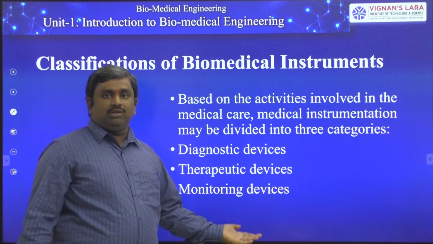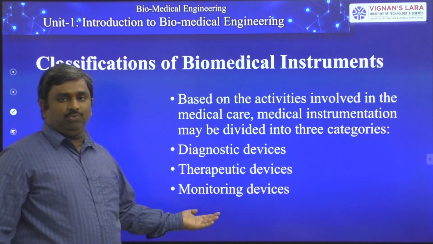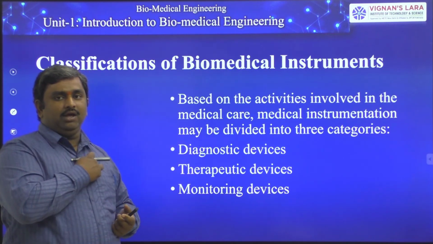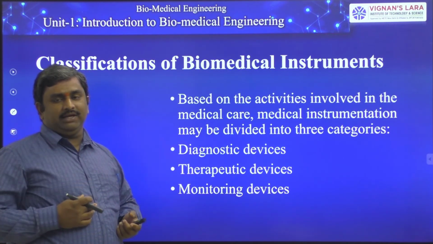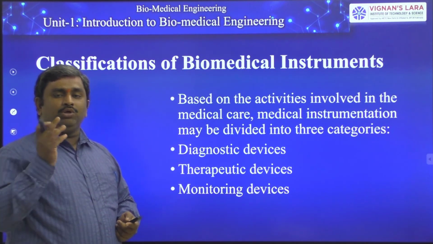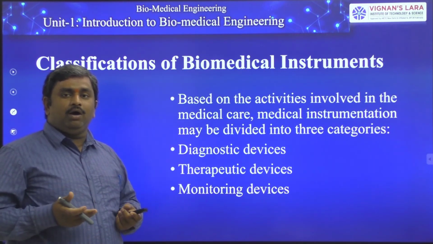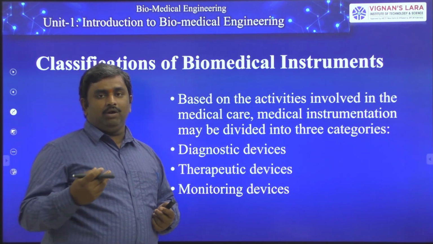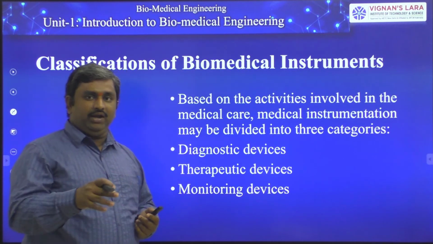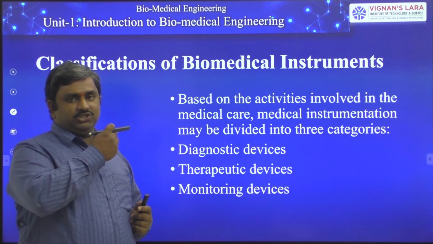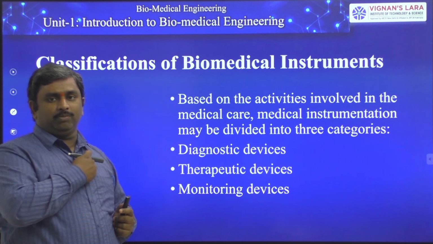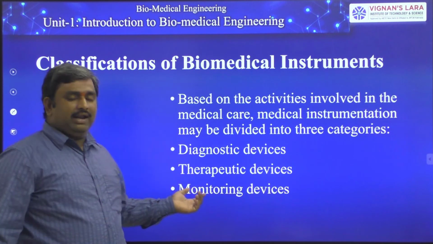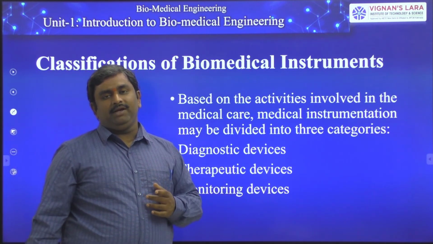Other than these 3, the fourth one is supplementary devices. That means we will place some of the machines inside the body. Okay, for example, pacemaker. A pacemaker is a device used for replacing the heart functionality. For example, if the electrical conduction system fails in our heart, we place a pacemaker system internally in the body, and it will stimulate the heart. Like that, we are using some supplementary devices.